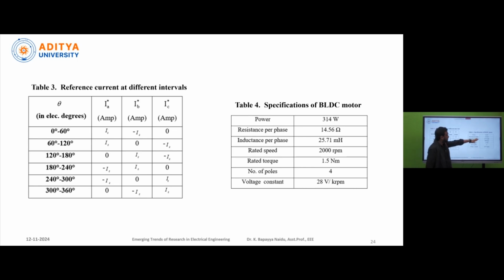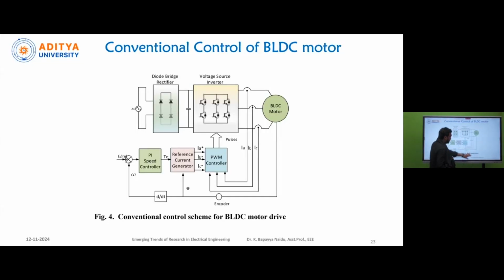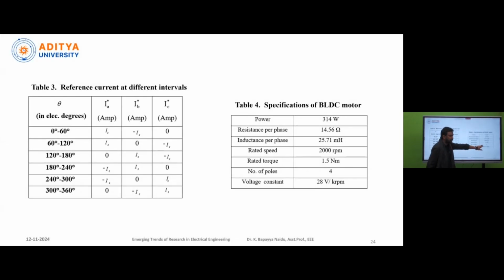This table represents the rating of our BLDC motor, which is used in our simulation work. It is a 314 watt motor, and these are the different parameters of this BLDC motor. Mainly we observe that it is a 4-pole motor, the rated torque is 1.5 Newton meters, and the rated speed is 2000 RPM.